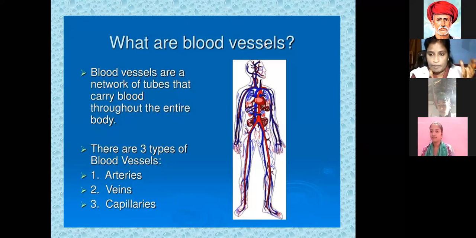The main function of blood vessels is to be a network of tubes that carry blood throughout the entire body. Blood vessels have three types: arteries, veins, and capillaries. These all carry blood throughout our entire body. Can you understand this slide?